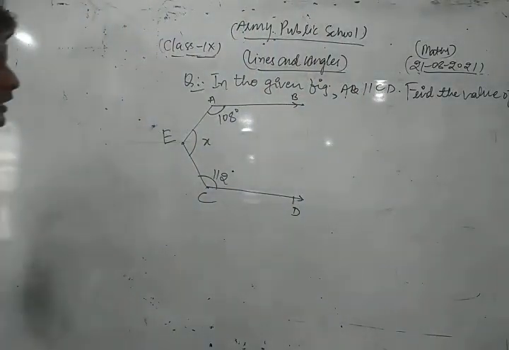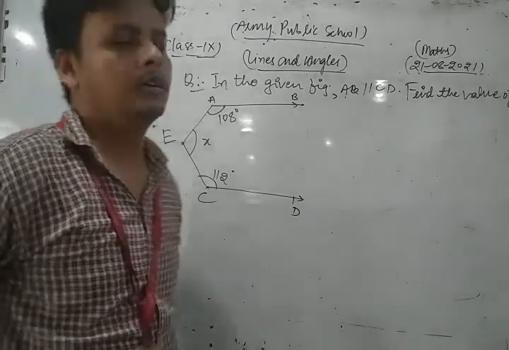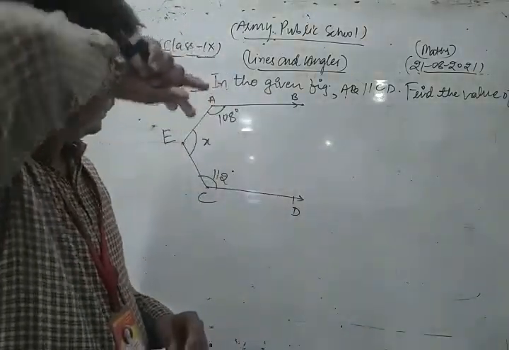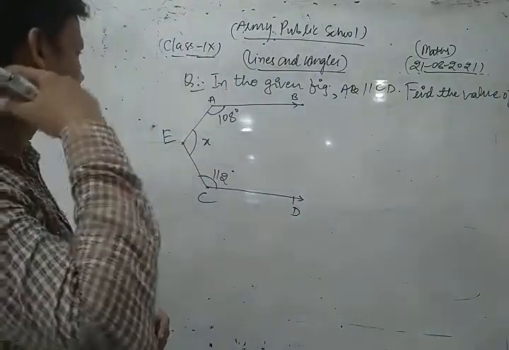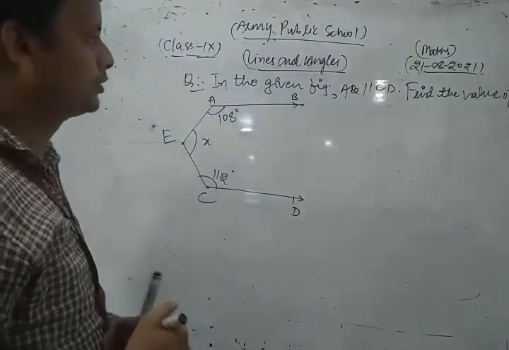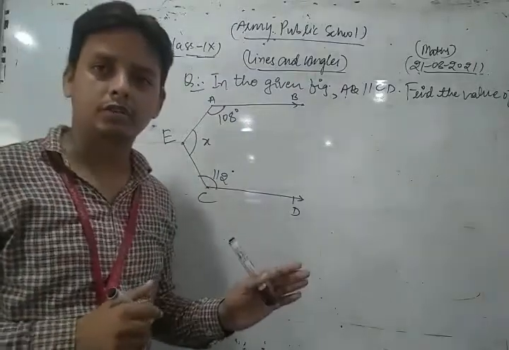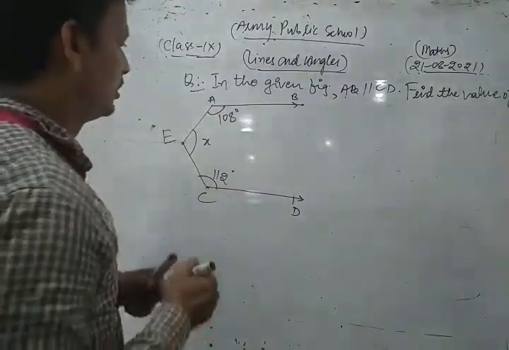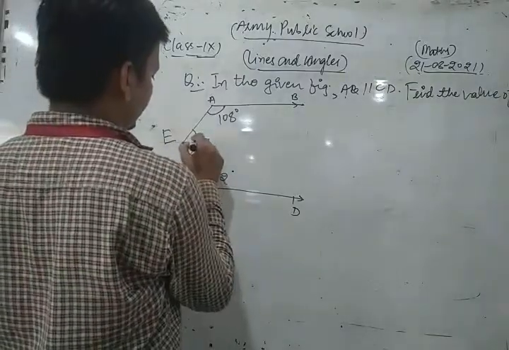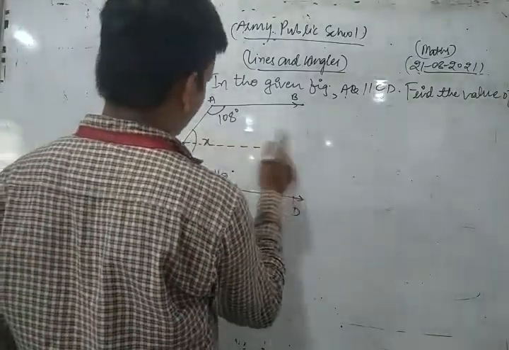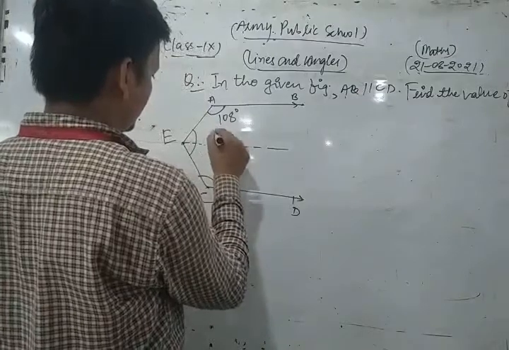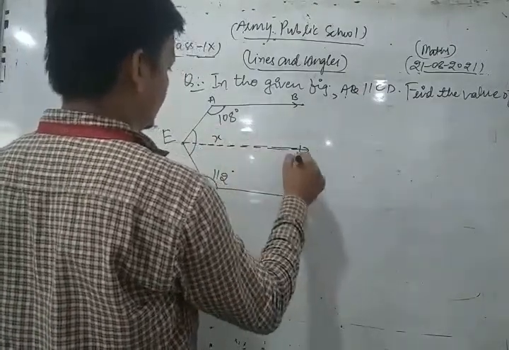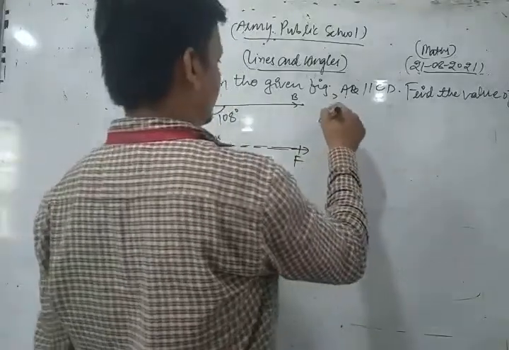Now look, first of all we have to do some construction for this question. And what is the construction? Basically we draw a line EF. Now let's see its solution.